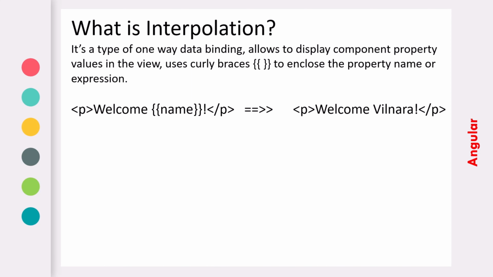For example, let's say we have a component with a property called name, we see it here, that contains a string value. We can use interpolation to display the value of the name property in the HTML template like this. When the component is rendered, the value of the name property will display in the HTML template. If the value of the name property changes, the HTML template will automatically update to the new value. For example, if the name property is set to Vilnaram in the component, the rendered HTML will look like this.